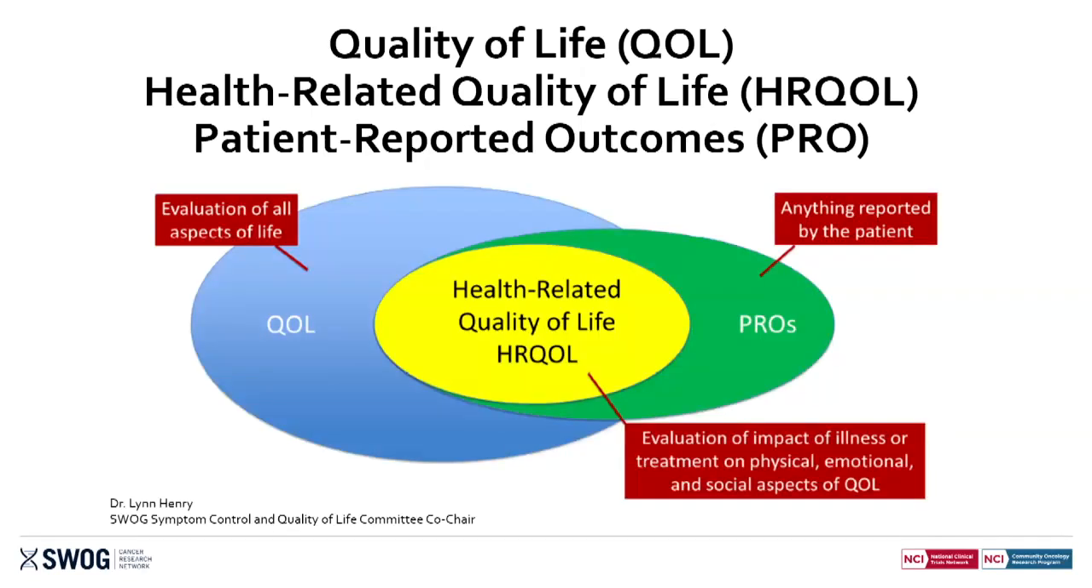You might hear different terms such as quality of life, health-related quality of life, patient-reported outcomes. This diagram is by Dr. Lynn Henry, who's our SWOG Symptom Control and Quality of Life Committee co-chair, and tries to demystify a little bit about what all those terms mean. So in general, quality of life is a very general term that can mean different things to different people. It's sort of like the word beauty. It's way too general and amorphous to be measured. Health-related quality of life is a multi-domain concept that represents the patient's general perception of the effect of illness and treatment on physical, psychological, and social aspects of life.